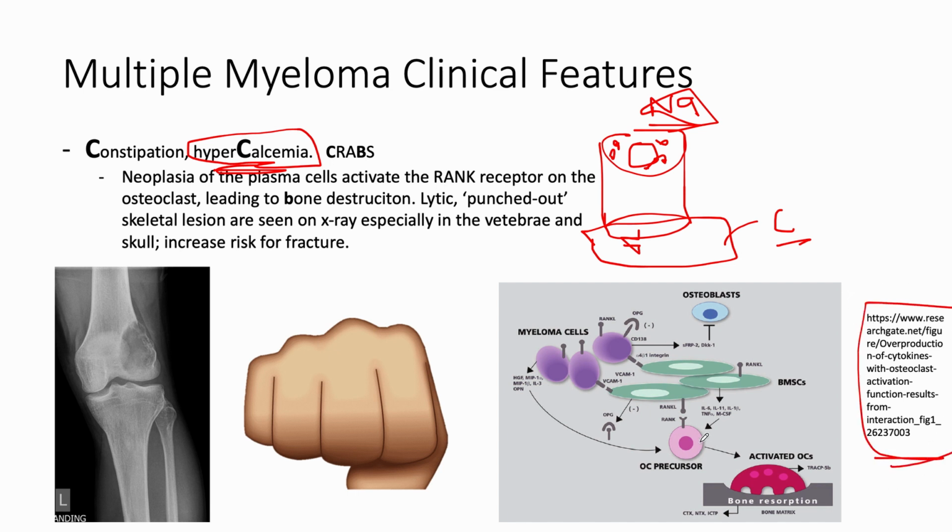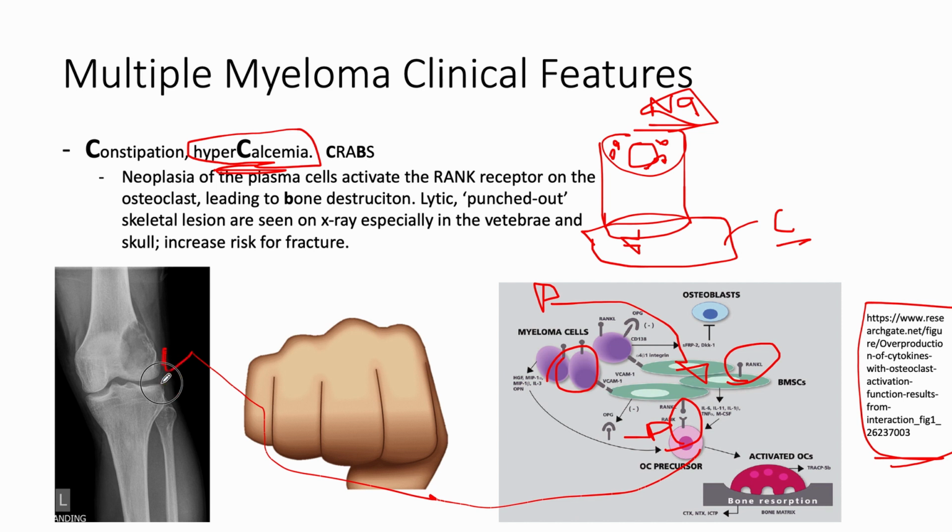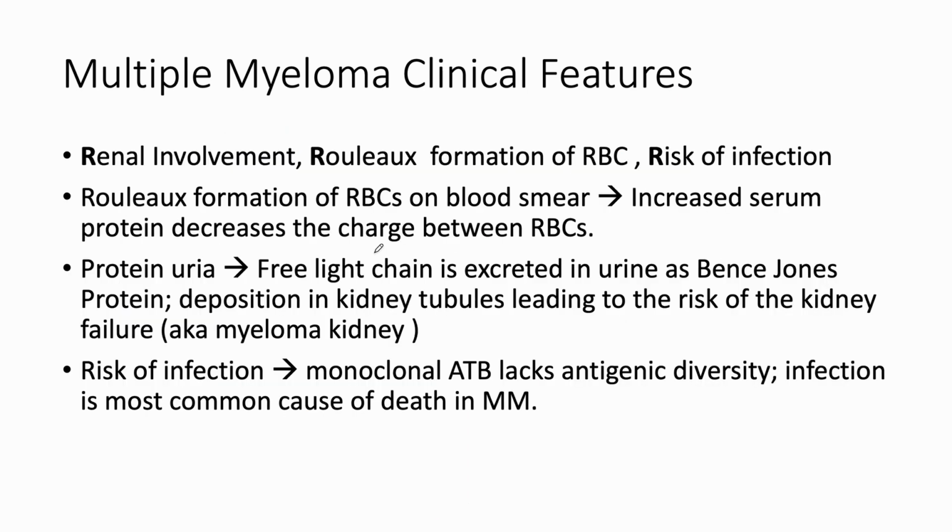So we have these RANK receptors over here. I believe they are located over here, and these are RANK ligand. They go in the osteoclast, and they're activated by these plasma cells. Plasma cells then activate, I believe, these osteoblasts. Osteoblasts then activate the osteoclast, and then this cell over here goes and destroys the bone over here. So it causes these punched out lesions or these osteolytic lesions, and they're located in the vertebra and the skull, and they increase risk of fracture.